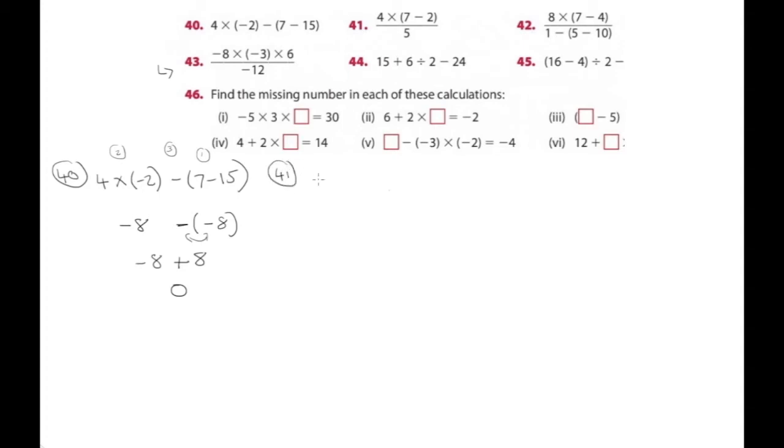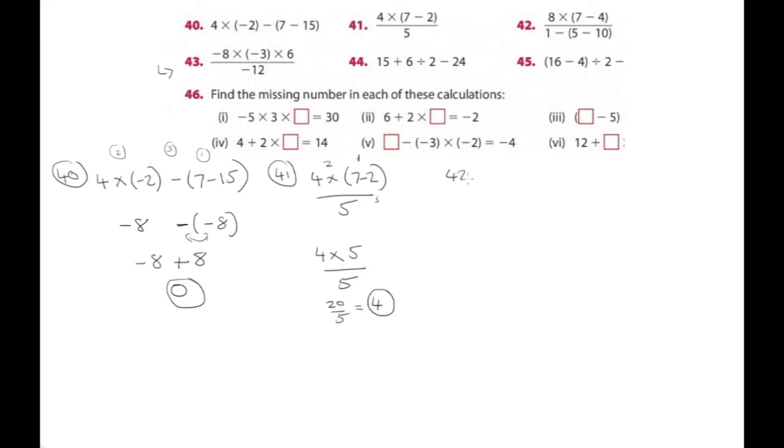So 41, we have 4 multiplied by 7 minus 2 over 5. So we'll do what's inside the brackets first. That's first. That here is going to be second, and then third. So let's do 4 multiplied by 7 minus 2, which is 5, over 5. So 4 by 5 is 20. Divided by 5 equals 4. So the answer here is 4. The answer here is 0.